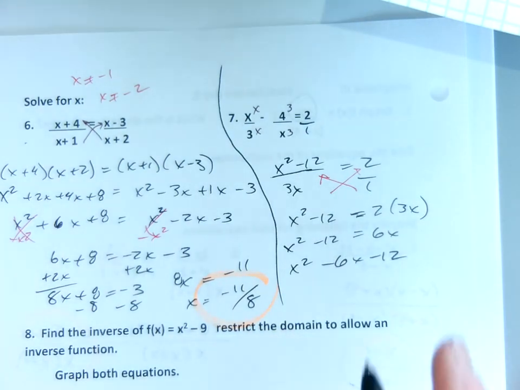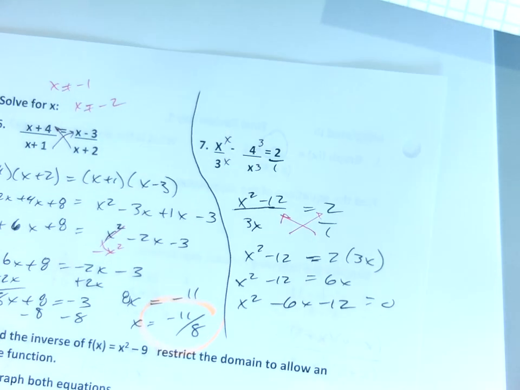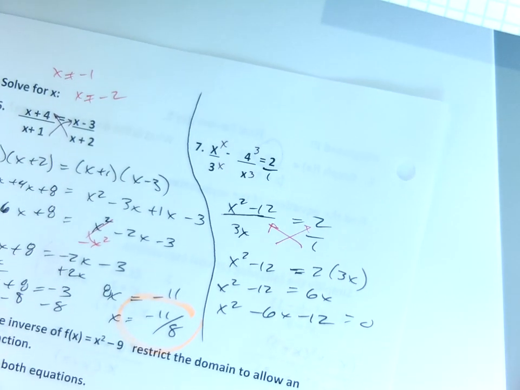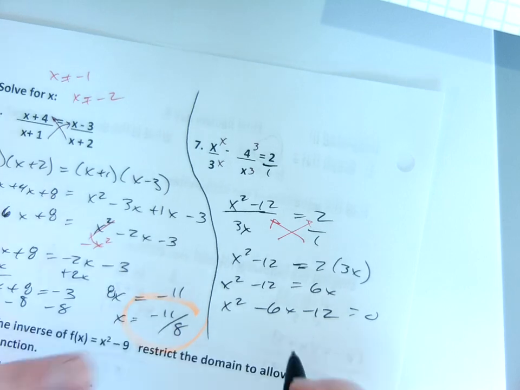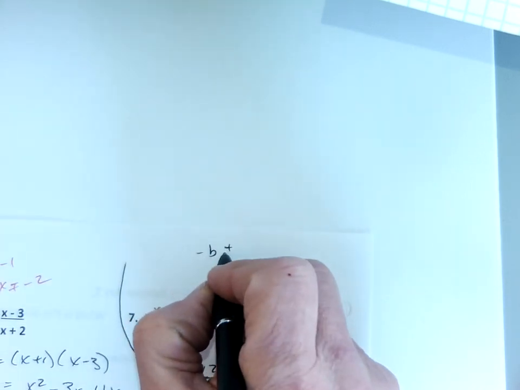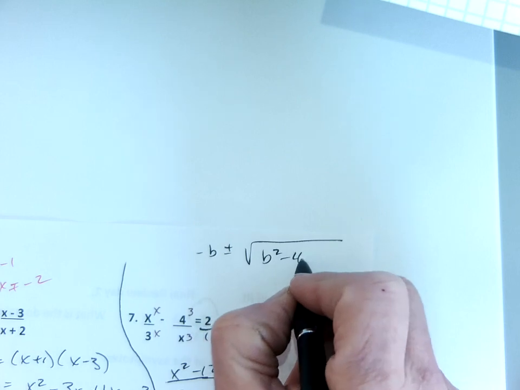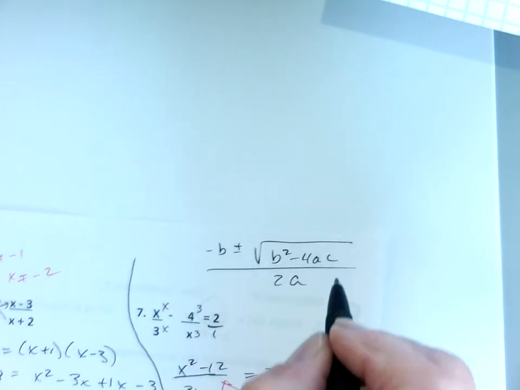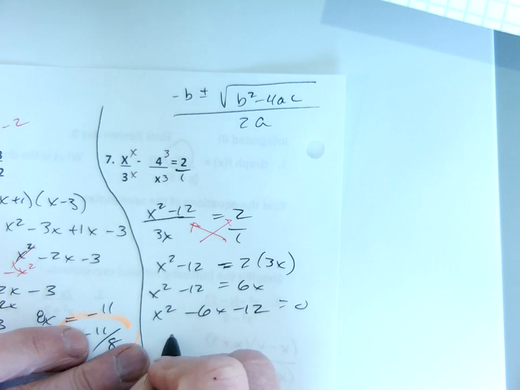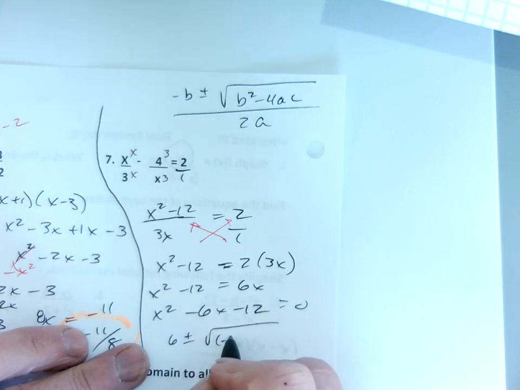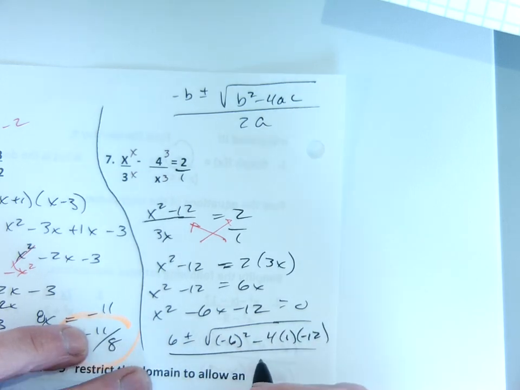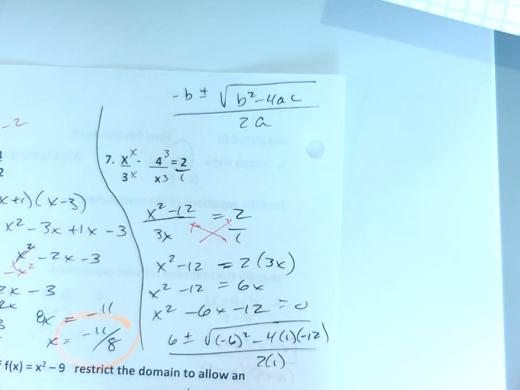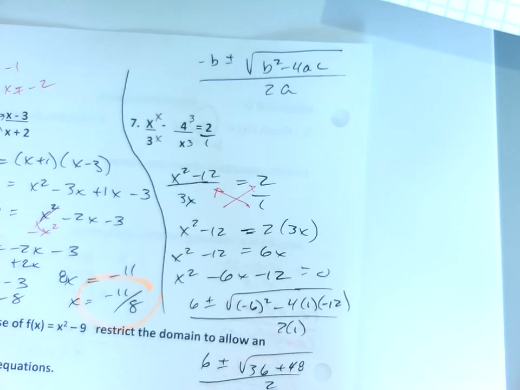Ooh, that might not factor. So if it won't factor, I probably need to use the quadratic formula to get that answer. Let's see. 6 and 2, 3. Yeah, it won't factor. So I got to use negative b plus or minus square root of b squared minus 4ac all over 2a. Negative b plus or minus square root of b squared minus 4 times a times c all over 2a. 6 plus or minus square root of 36 plus 48 over 2.